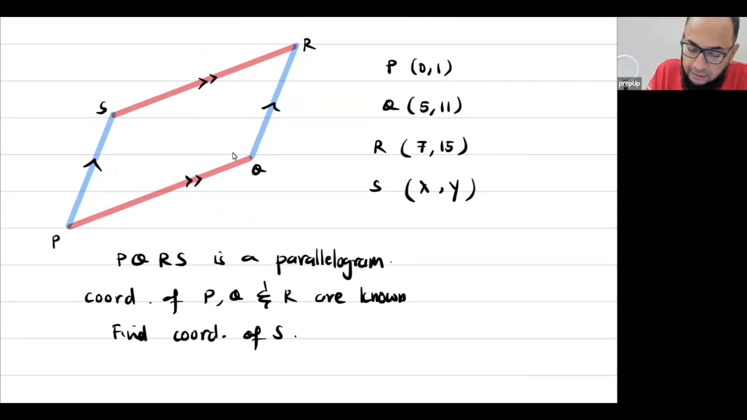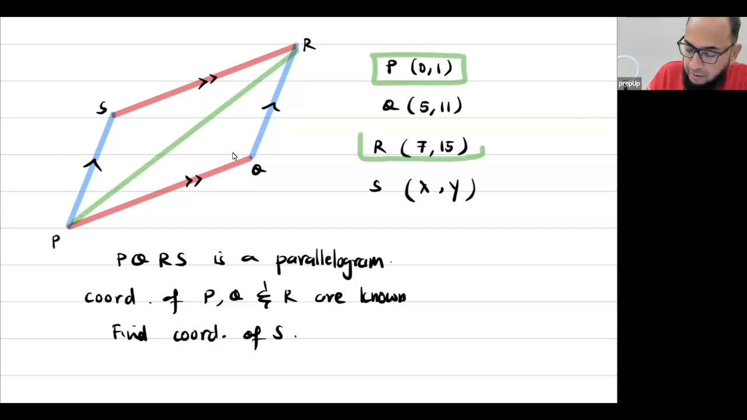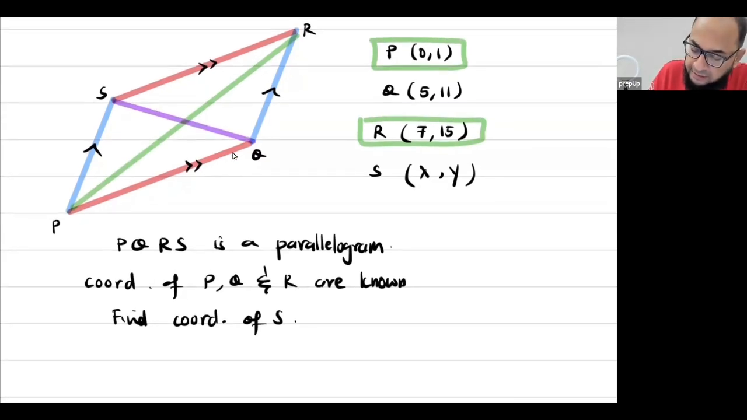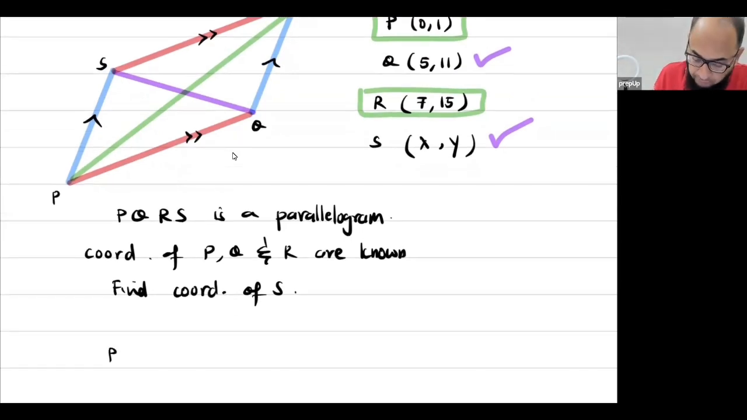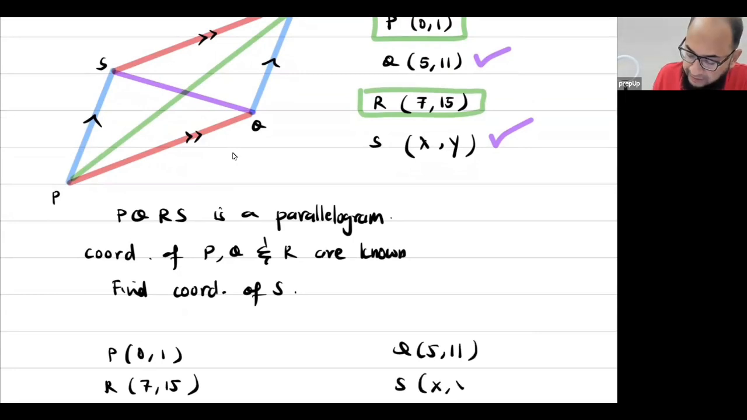Now focus on P. Actually, let me draw the thing. No, not over here, the other one, the green one, like this. This is one diagonal, so let me focus on P and R. This is the other diagonal, that is S and Q. So let me write P is 0, 1, R is 7, 15, and then Q is 5, 11, and then S is X, Y.